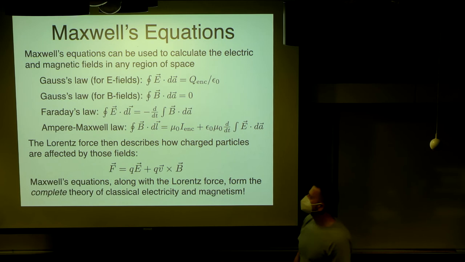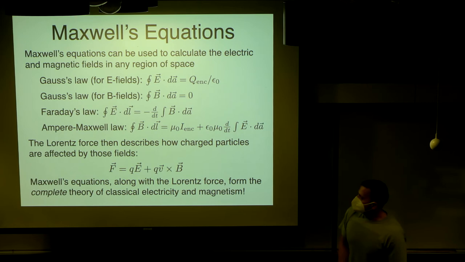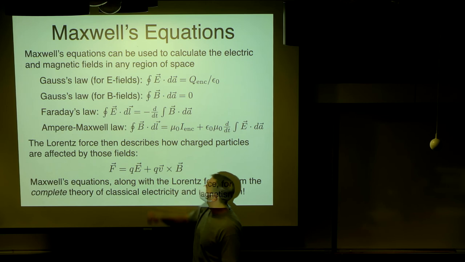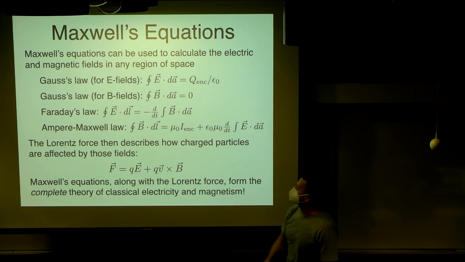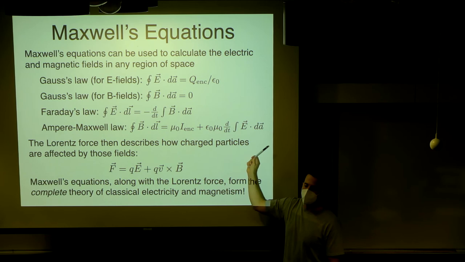Okay? Then we have the Ampere-Maxwell law. This says the integral of B dot dL equals mu naught times I enclosed, and then plus this correction term, which is epsilon naught times mu naught times d/dt of the integral of E dot dA. So this is just the displacement current. I'm expanding it all out, okay? So we have four different equations.